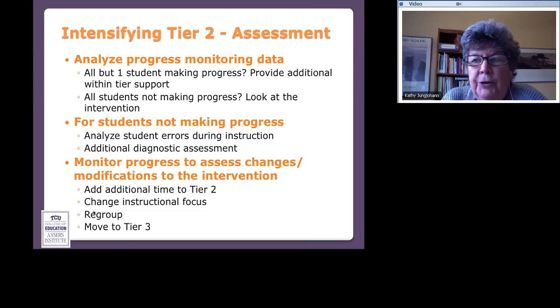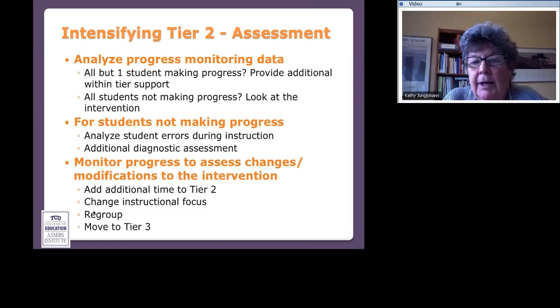The assessment in Tier 2 should be analyzed and looked at. Is all but one student making progress? And if so, maybe additional support within the tier needs to be provided. Or are all students not making progress? And then we need to look at the intervention and why it's not being effective.